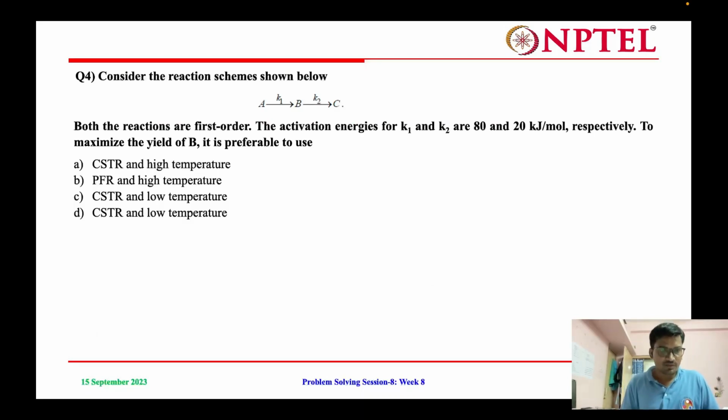Moving to question number 4. Consider the reaction scheme shown below. A gives B gives C. Both reactions are first order. The activation energies for K1 and K2 are given as 80 and 120 kilojoule per mole respectively. To maximize the yield of B, it is preferable to use: option A, CSTR and high temperature; B, PFR and high temperature; C, CSTR and low temperature; and D, PFR and low temperature.